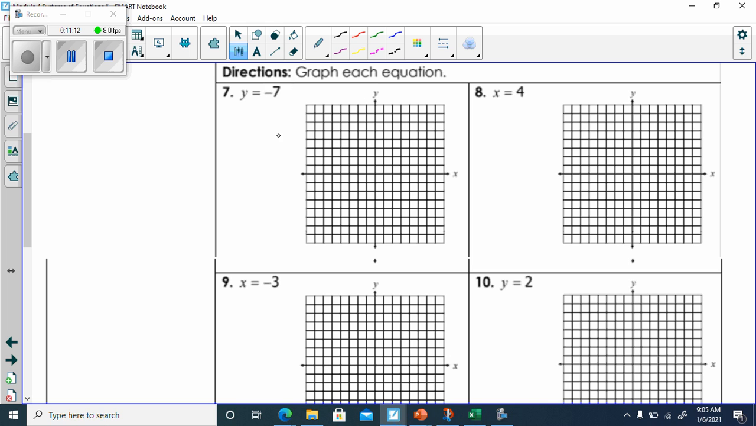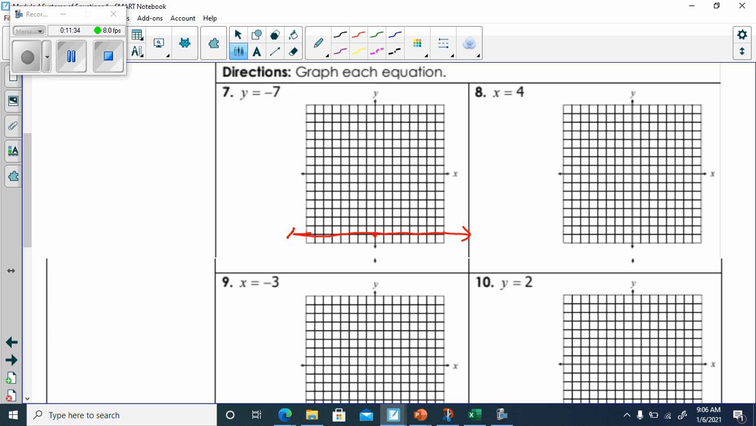Now they want me to graph this one. Y is equal to negative 7. So I want a line that will go through the y-axis at negative 7. So here's the origin. I go down to negative 7. 1, 2, 3, 4, 5, 6, 7. Okay. Now I want it to go through the y-axis there. So we are talking about this line right here.